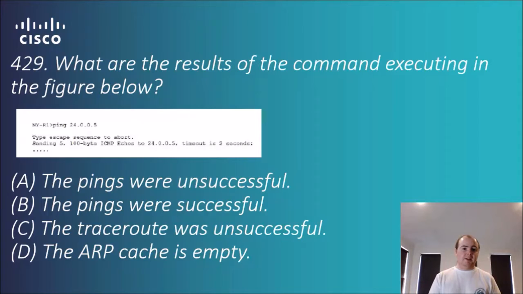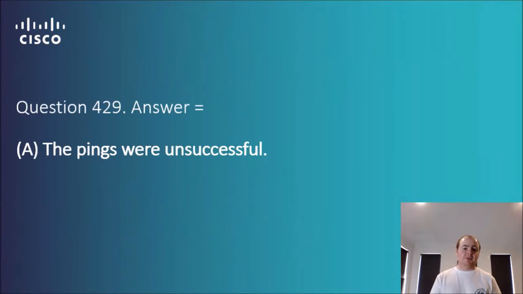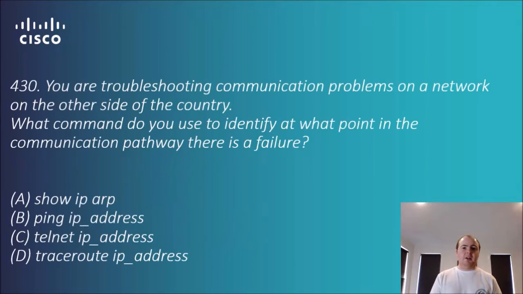We're doing the same thing again, however we've got some different things. So we've got pings were unsuccessful, pings were successful, traceroute was unsuccessful, ARP cache is empty, so we can rule out the bottom two again. Can't really see very well there in the photo, but it basically is the opposite. It's unsuccessful this time, because we are getting back full stops, periods, whatever you want to call them.